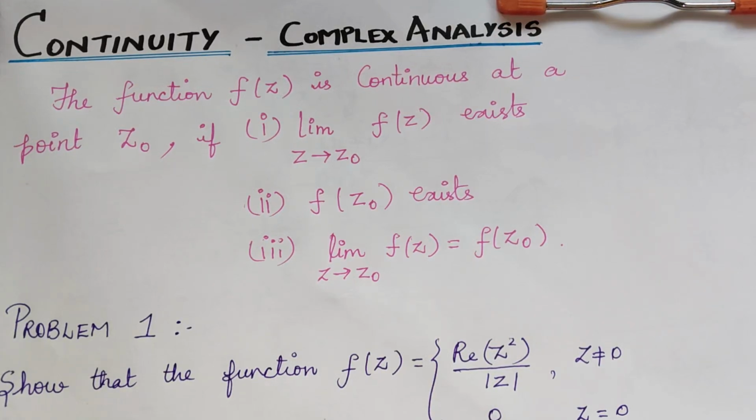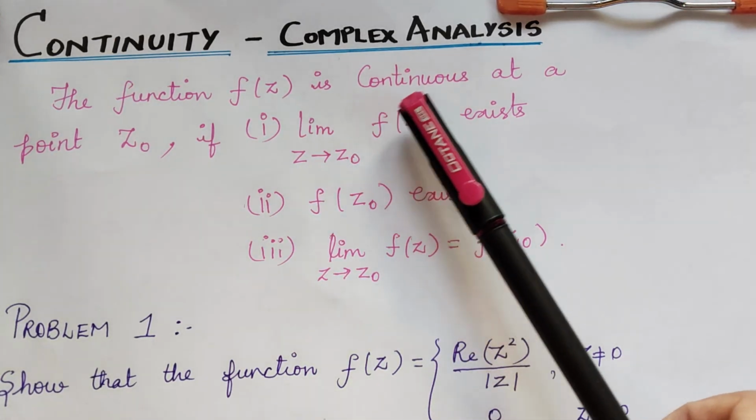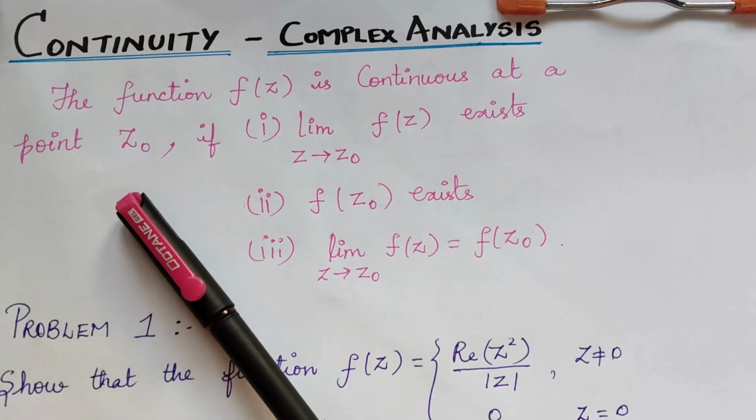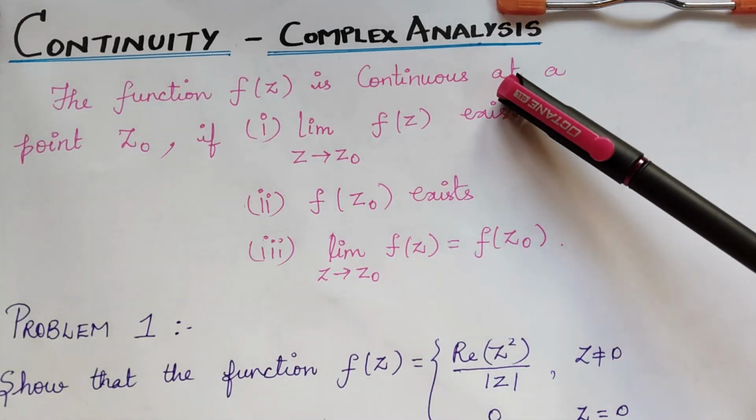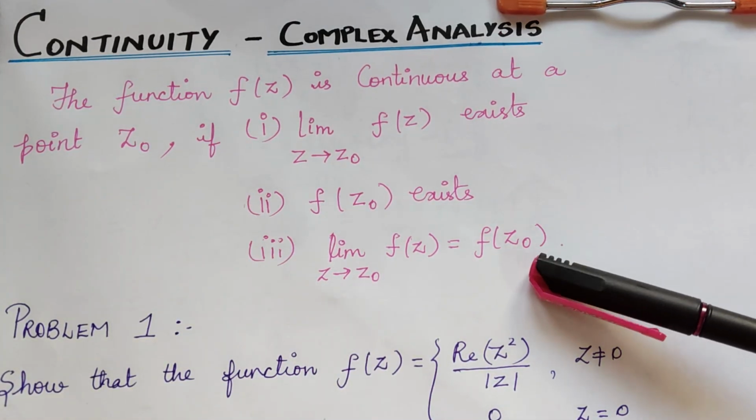Dear students, under the lecture series on the topic complex analysis, in our previous video lectures we learnt about limits under complex analysis. Now here we are going to learn about the continuity of a complex function, where it is defined as: the function f of z is continuous at a point z0 if it satisfies these three conditions.